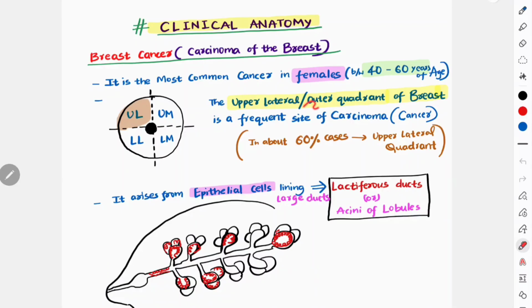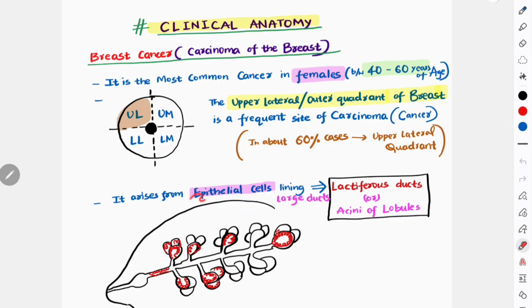So the upper lateral or outer quadrant of the breast is the frequent site of carcinoma. See, this is the upper lateral quadrant of the breast. There are more chances of developing a tumor in this region. In about 60% of cases, the upper lateral quadrant is the site of tumor growth. You have to notice that.